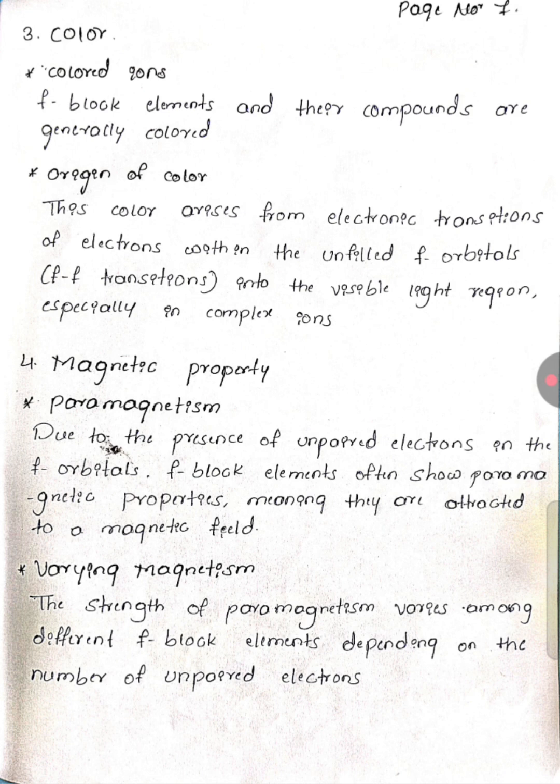Next property is magnetic property. Paramagnetism: due to the presence of unpaired electrons in the f orbitals, f block elements often show paramagnetic properties, meaning they are attracted to a magnetic field. Varying magnetism: the strength of paramagnetism varies among the different f block elements depending on the number of unpaired electrons.